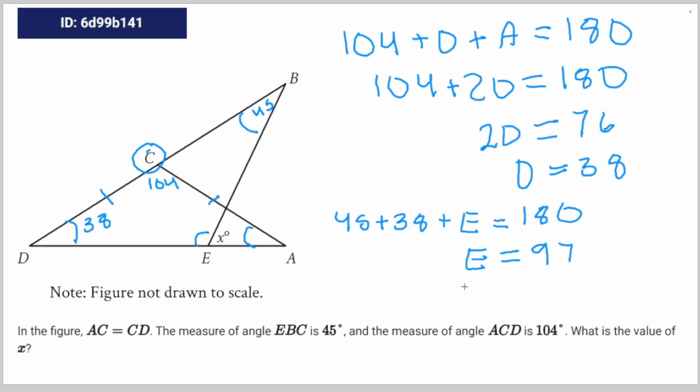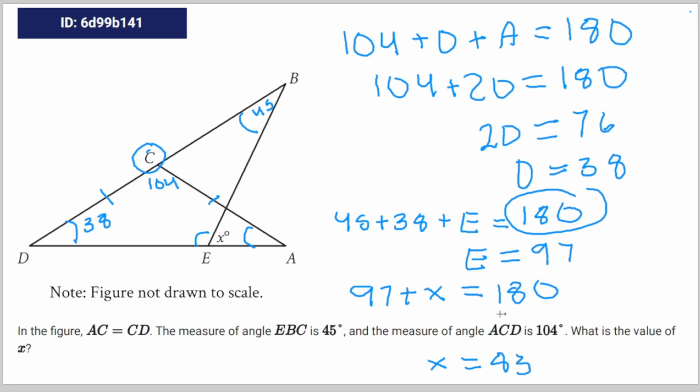And then finally, the last main idea from this question is going to be collinearity. Since angle E and angle X rest on a flat line, the sum of their angles is going to be equal to, again, 180 degrees. So we can express that like this: E plus X. Of course, we already know E, so it's just going to be 97 plus X is equal to 180 degrees. Subtract both sides by 97, you get X is equal to 83. And that is the correct answer.